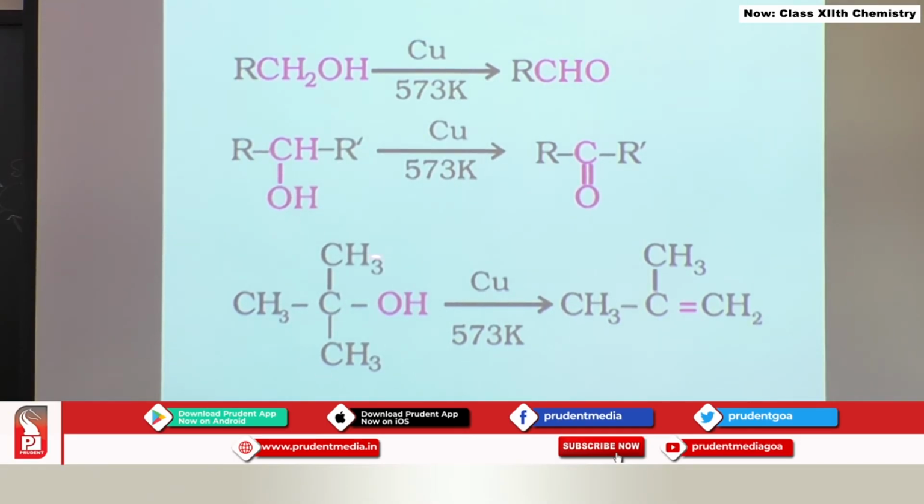But if you take tertiary alcohol and treat it with copper at 573 Kelvin, dehydrogenation will not occur, but what is going to occur? Dehydration is going to occur. Hydrogen will be lost from any one of these three alkyl groups and you are going to get an alkene.